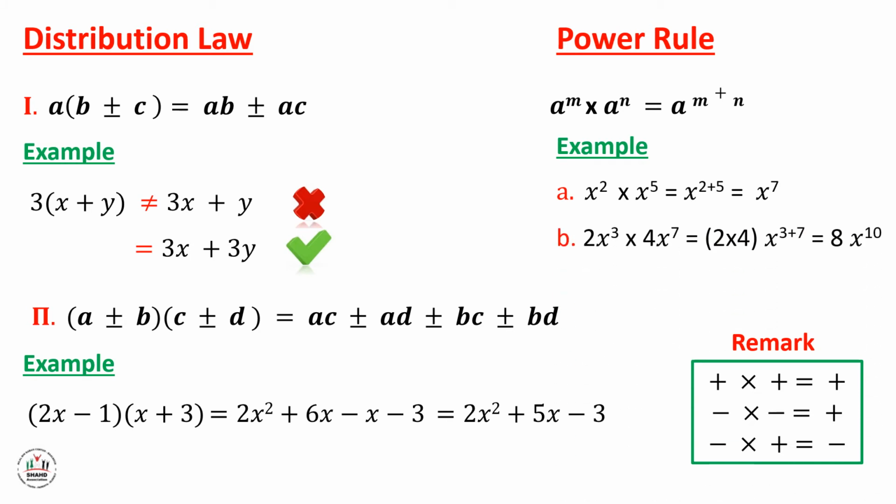2x cubed times 4x power 7. So we multiply the numerical coefficients with each other, 2 times 4 to give us 8. And x power 3 times x power 7 is equal to x power 3 plus 7, and that's equal to x power 10.